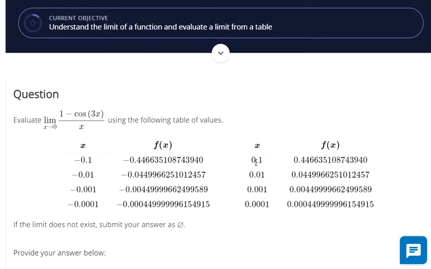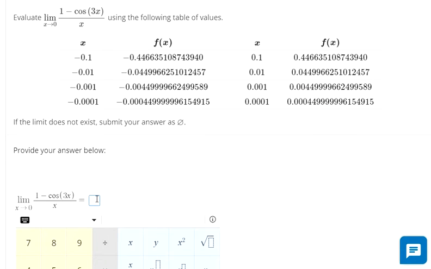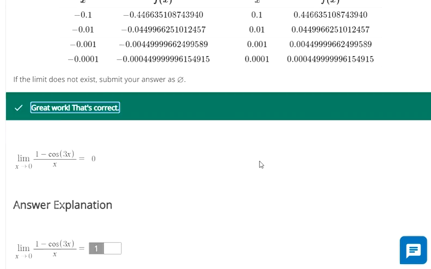0.1 is a little bit to the right of x equals 0, right? Well, the y values are 0.4466. But if you get even closer, if you take another small step, 0.01, then the y values are even closer. And another step, even closer. So on the left side of x equals 0, we get numbers that are getting really close to 0. On the right side of x equals 0, we're getting numbers that are really close to 0. So the limit appears to be 0. The y value appears to get infinitely close to 0 as x gets infinitely close to 0.